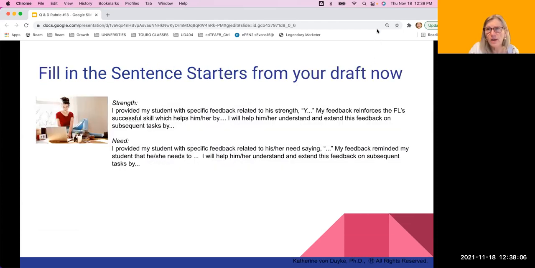So then you can borrow from my examples here, but I've made them a little bit more generic. So I provided my student with specific feedback related to his strength. Quote that: my feedback reinforces their successful skill, which helps him, and say what it helps in terms of obtaining the learning goal, and then say how you're understanding and extending this feedback on subsequent tasks, and in a simpler fashion for the need.